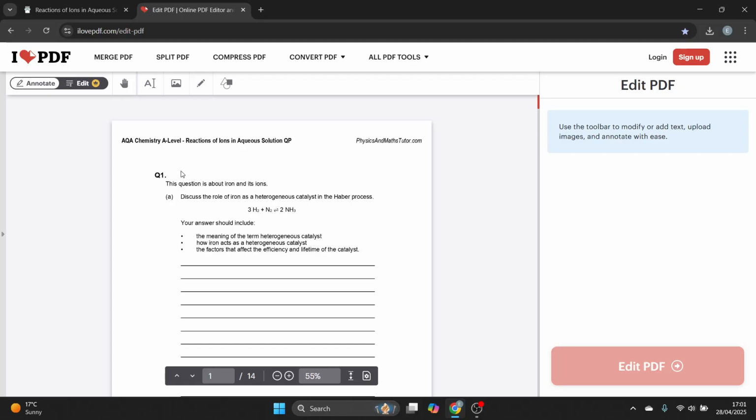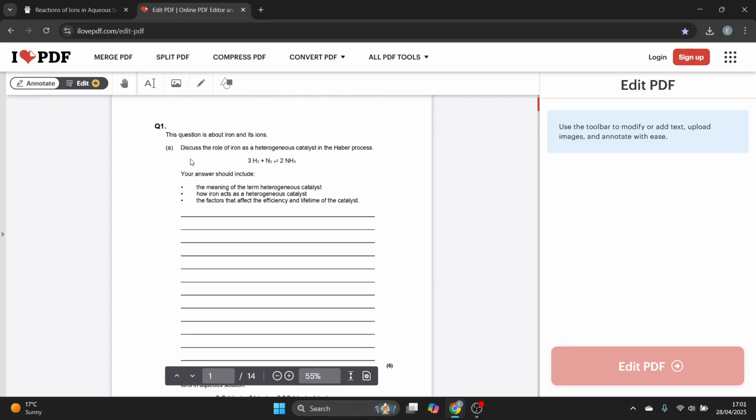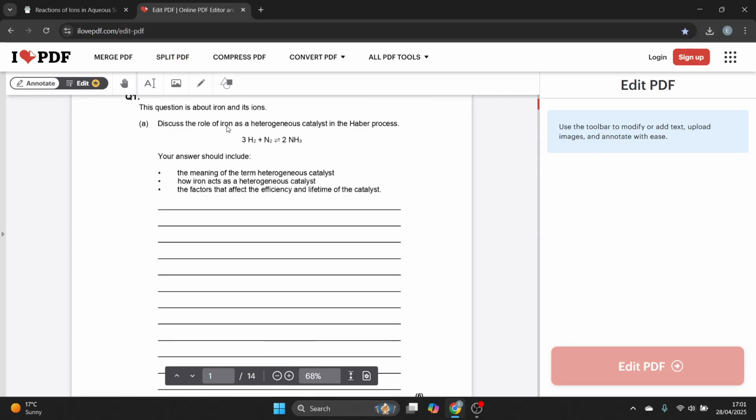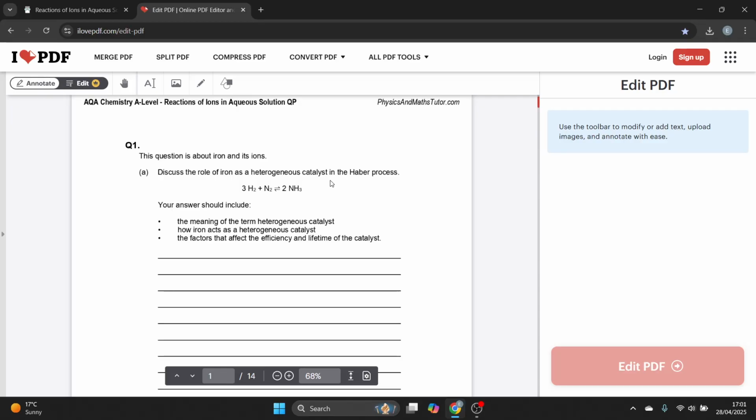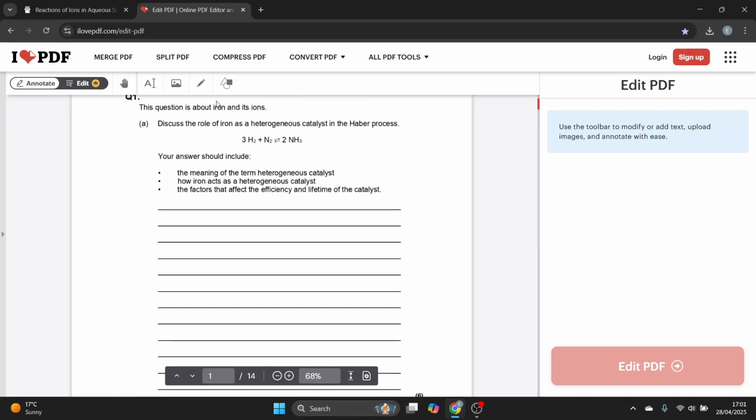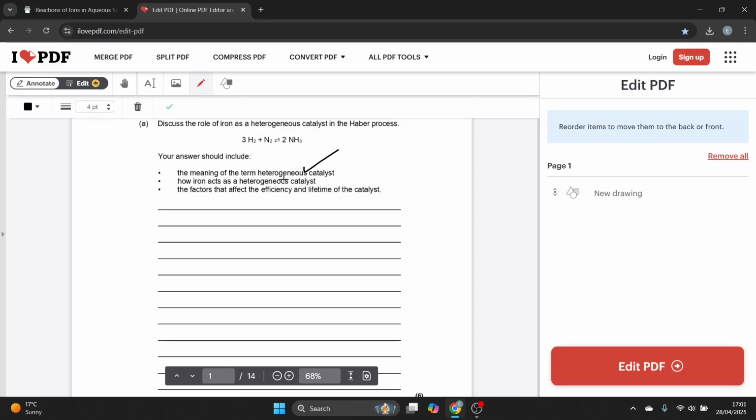Anyway, the reactions of ions in aqueous solutions. Question 1a, discuss the role of iron as a heterogeneous catalyst in the Haber process. Include the meaning of the term heterogeneous, how it acts as one, and the factors affecting it. Okay. So every time you get this, you need to split it into 3 stages. Hopefully you guys know about that by now. If you don't, please practice these 6 markers.